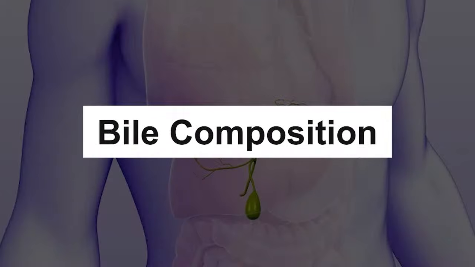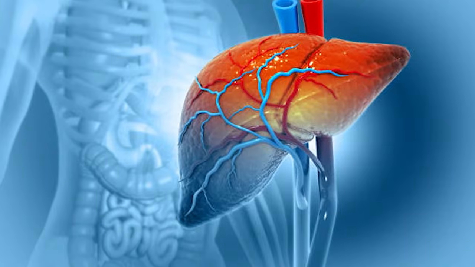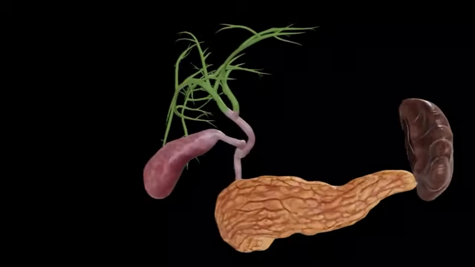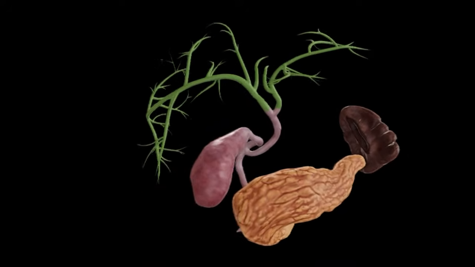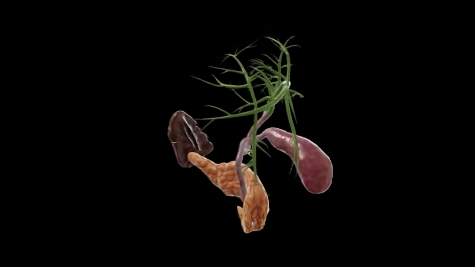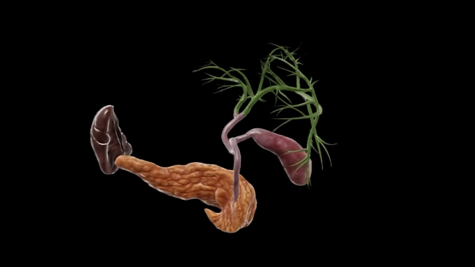Bile composition. Bile is composed of water, bile salts, bilirubin, cholesterol, and electrolytes. Bile salts are the primary component responsible for emulsifying fats, aiding in their digestion. Bilirubin gives bile its characteristic color.